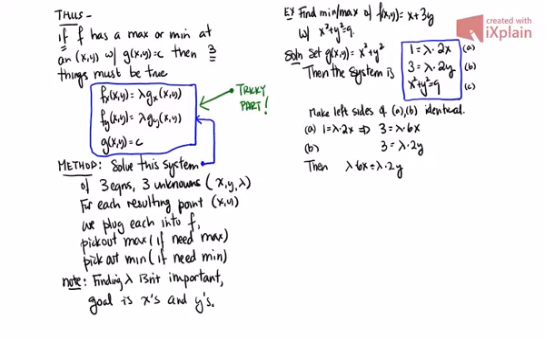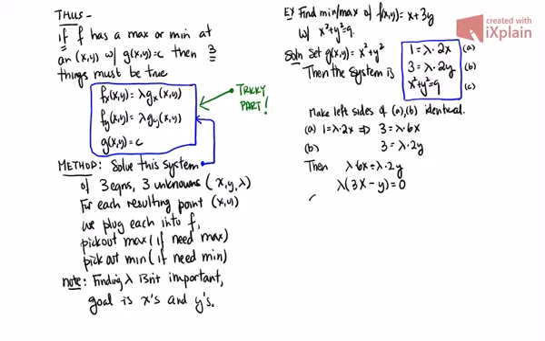Now, it's really tempting to cancel the lambda, but lambda might be 0. So I want to try to not cancel anything. What we can do is cancel the 2, of course, and then bring everything to one side and factor out the lambda to make sure my x's look different than my lambdas.